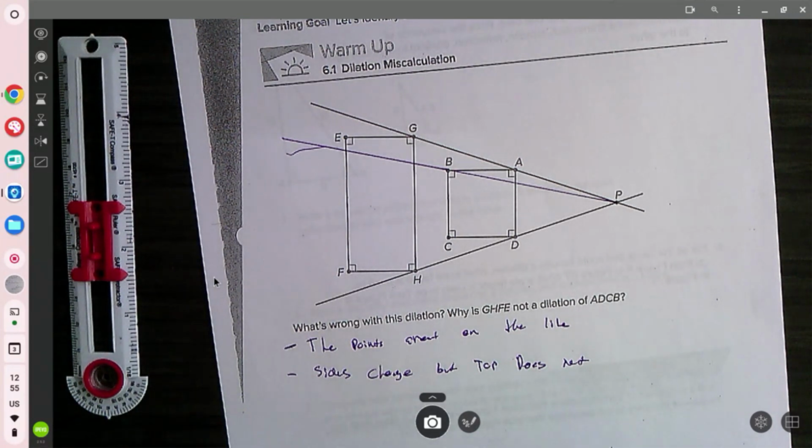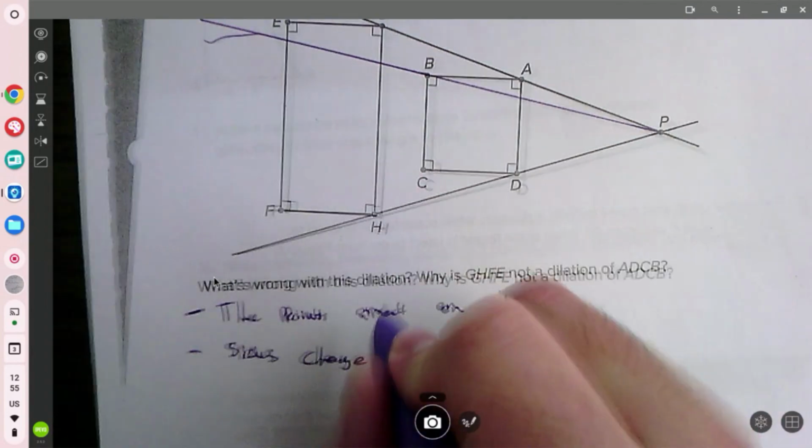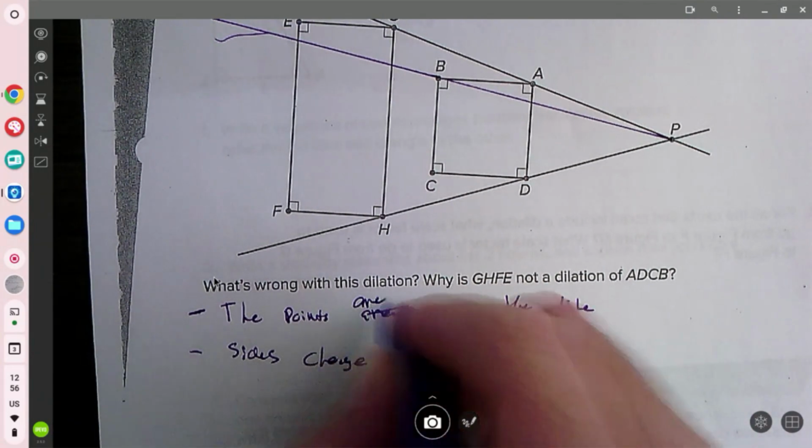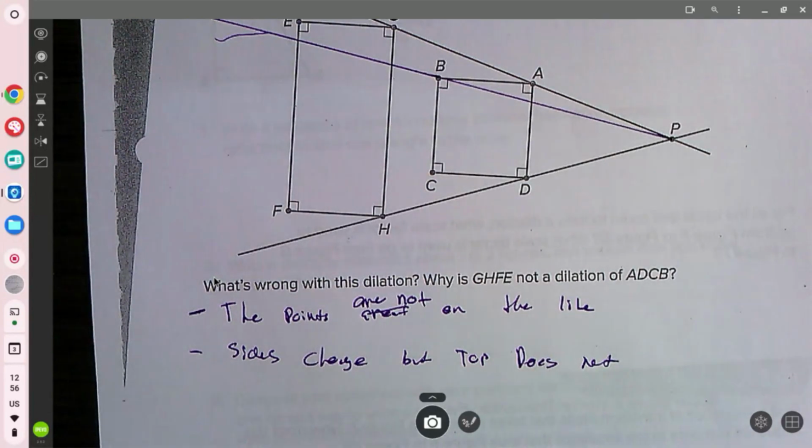Oh, sorry. What's the word after points? The points are not. It was supposed to be aren't. Are not on the line. Quincy, what were you saying? Sorry about that.